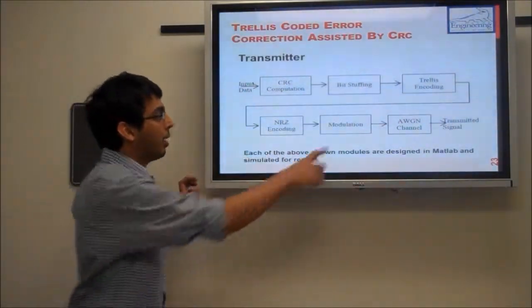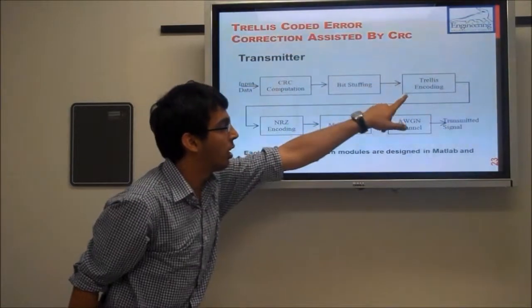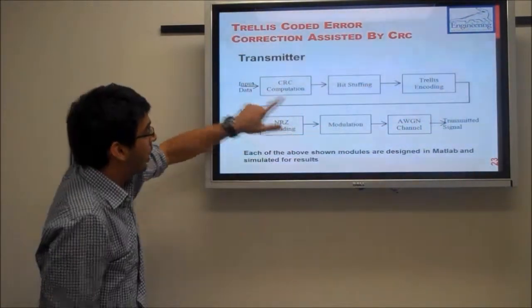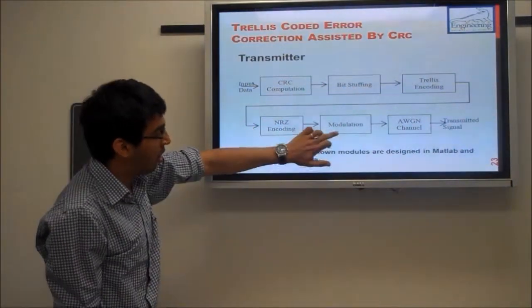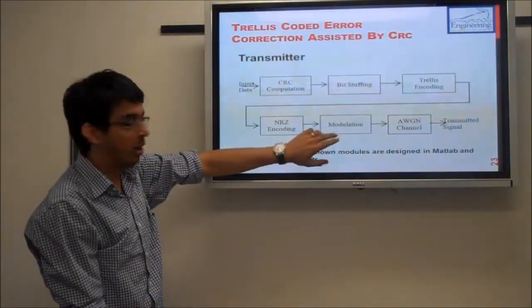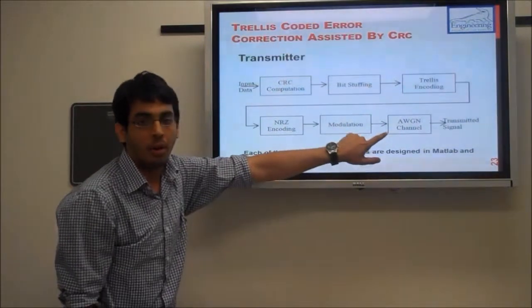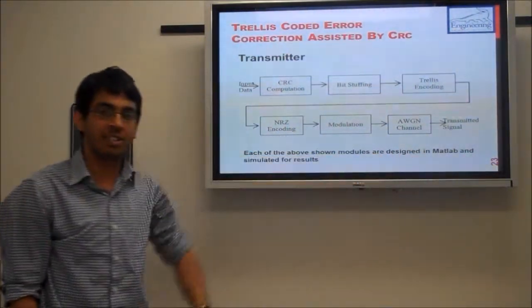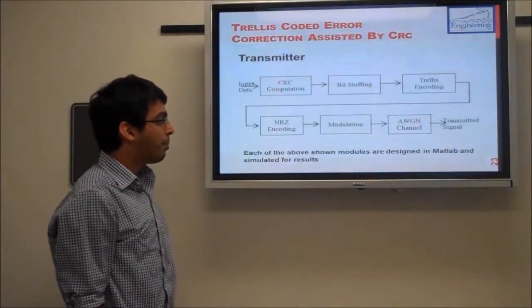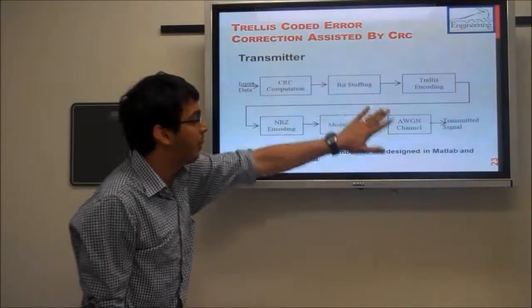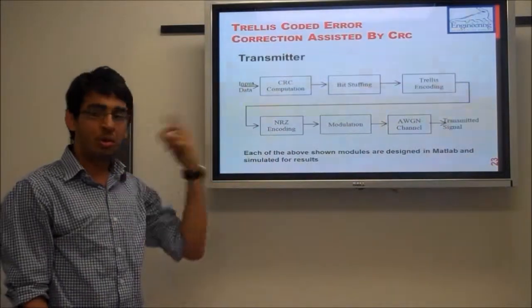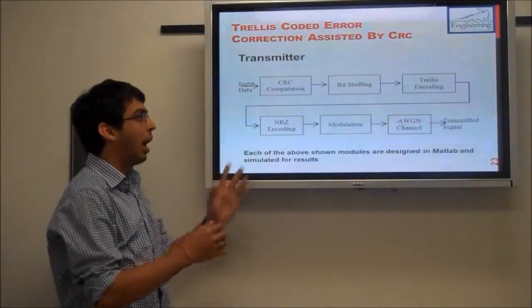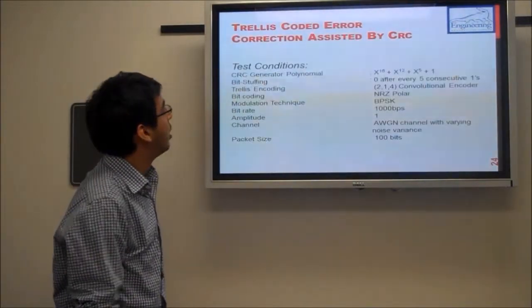Again, we have the TRELLIS encoding, which is nothing but a convolutional encoder. And then we do an NRZ encoding on it, we do the modulation, which is the BPSK modulation in this case, and then we transmit the data through an AWGN channel. All these different blocks are designed in MATLAB to do the simulations, and we produced some really good results, which I'll be showing in the subsequent slides.